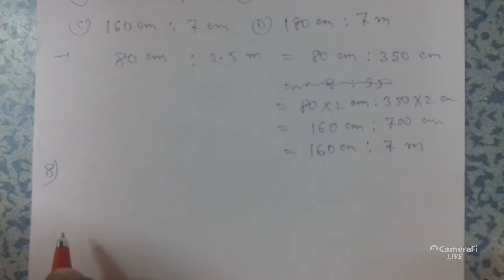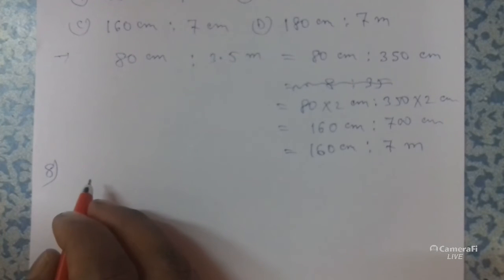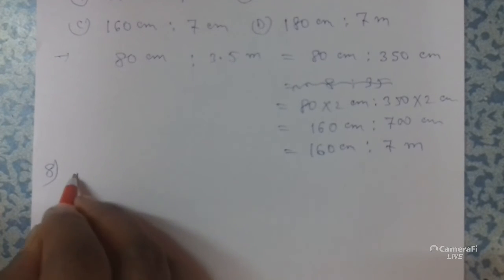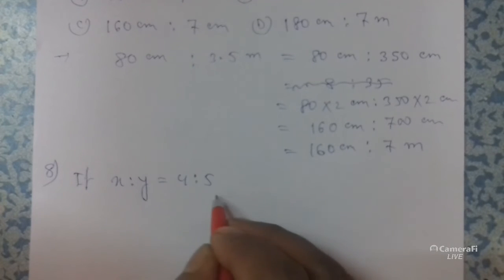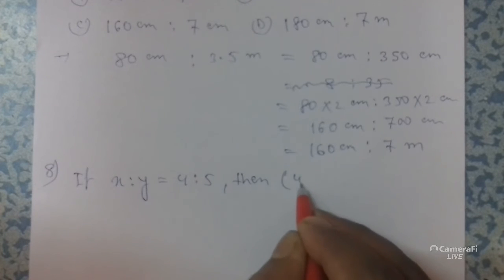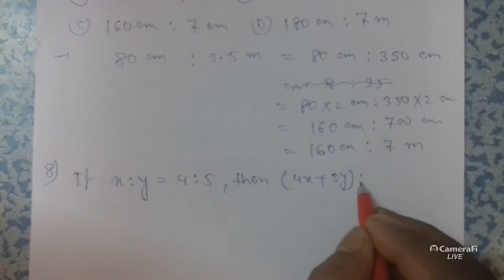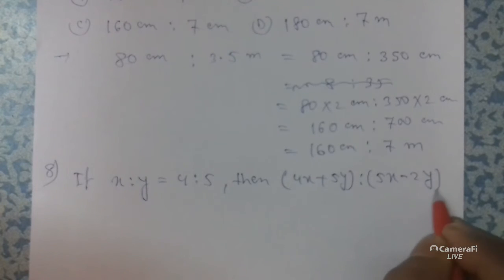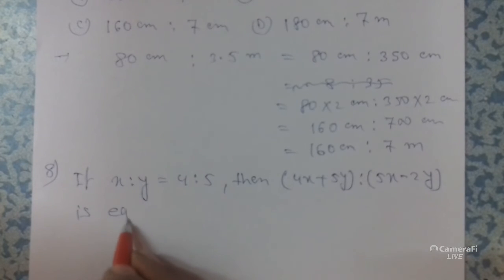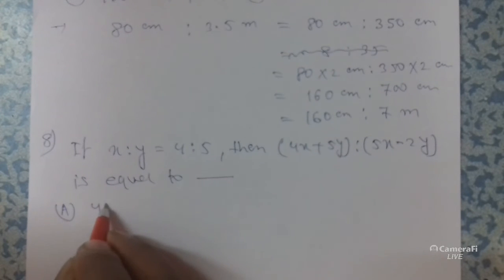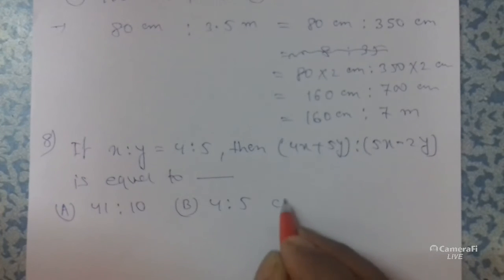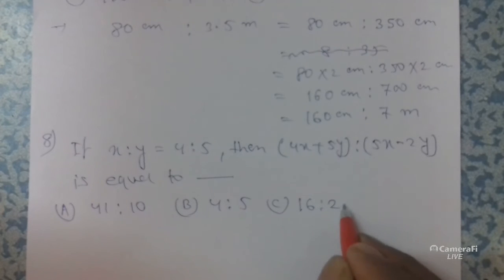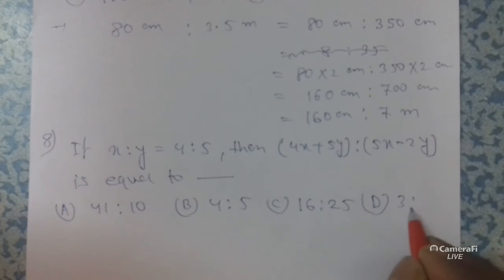Next problem is, if x is to y is equal to 4 is to 5, then 4x plus 5y is to 5x minus 2y is equal to, the options are 41 is to 10, 4 is to 5, 16 is to 25 and 3 is to 10.